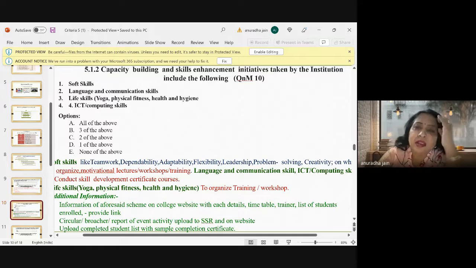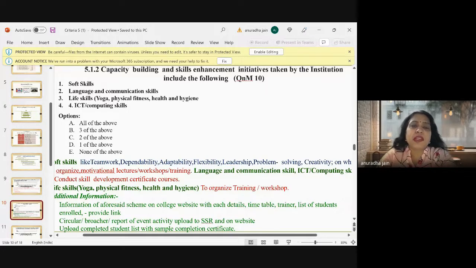So what are the different courses or skill enhancement programs any institution has introduced, or has undertaken or organized for the benefit of the students. Then the third category is life skills, which is mainly for mental fitness and physical fitness of the students. So whether the institution is organizing workshop sessions related to yoga or any exercises, physical fitness, about health, about hygiene. Okay, so what are the programs, capacity building and skill enhancement initiatives undertaken by the institution under this head? Then the fourth one is ICT, that is computing skill, because ICT skill is very, very important.